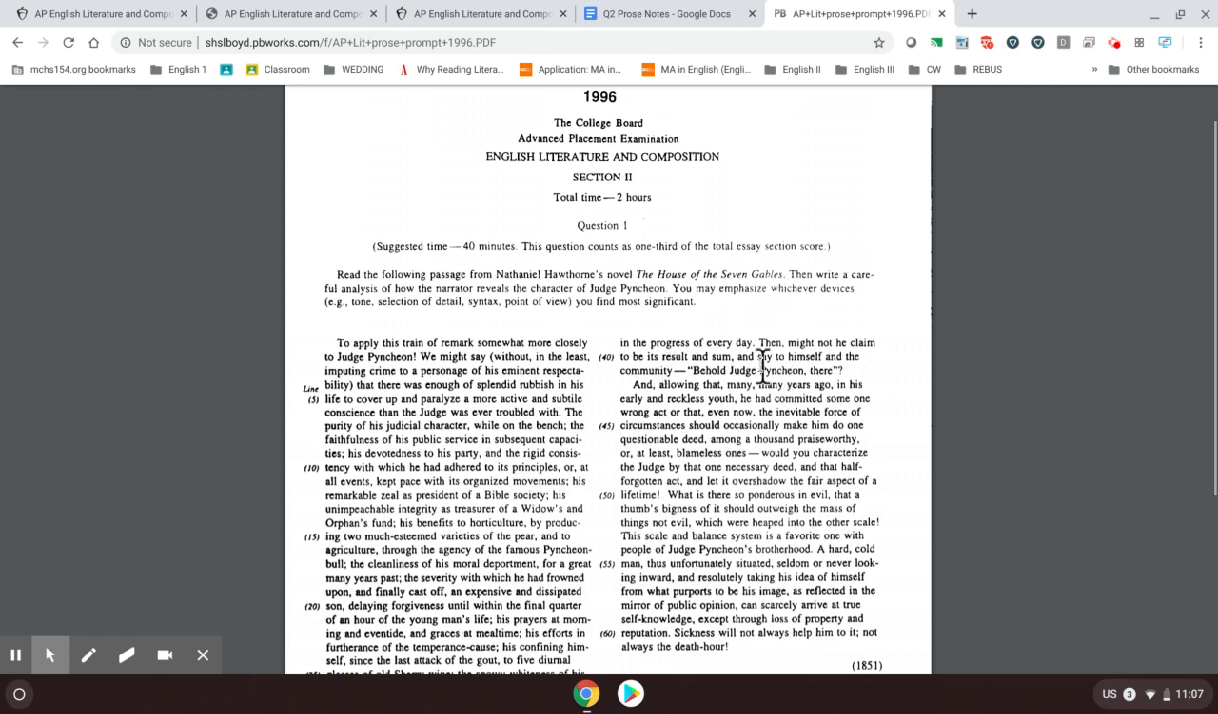Now, one final note. This is one of those exam questions where they give you examples of things you could discuss. If you see those, that is not the end all be all. Those are suggestions. You will not lose points if you do not write about the devices that they give you. If you cannot find those devices, don't worry about it. Do the ones that make sense or that stand out to you.